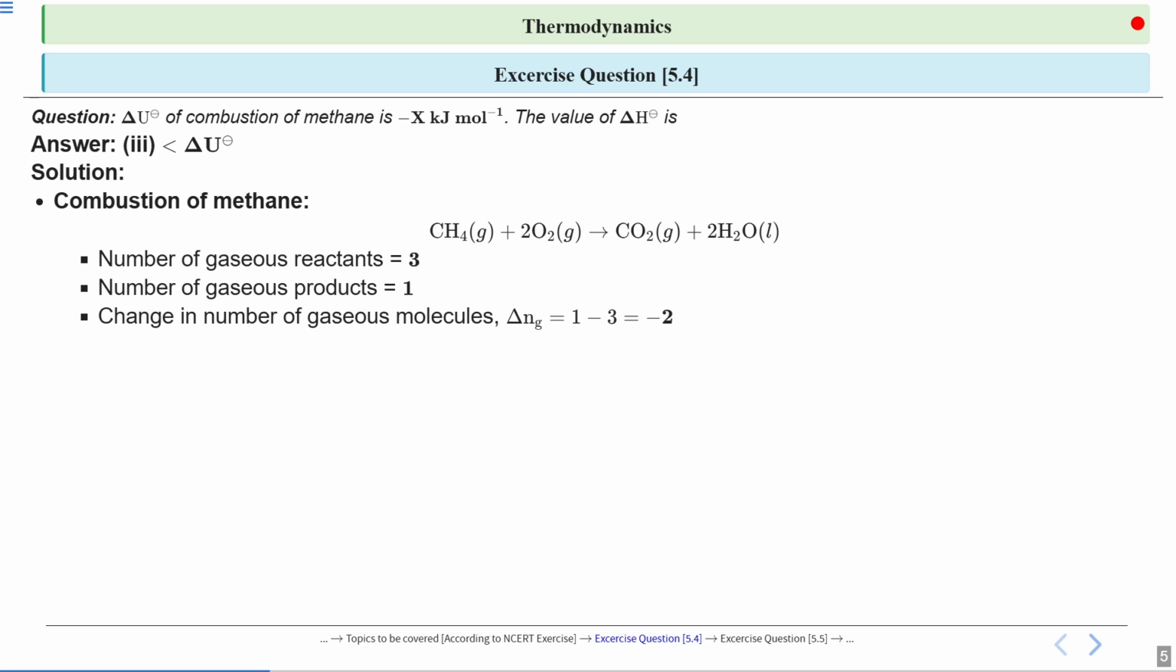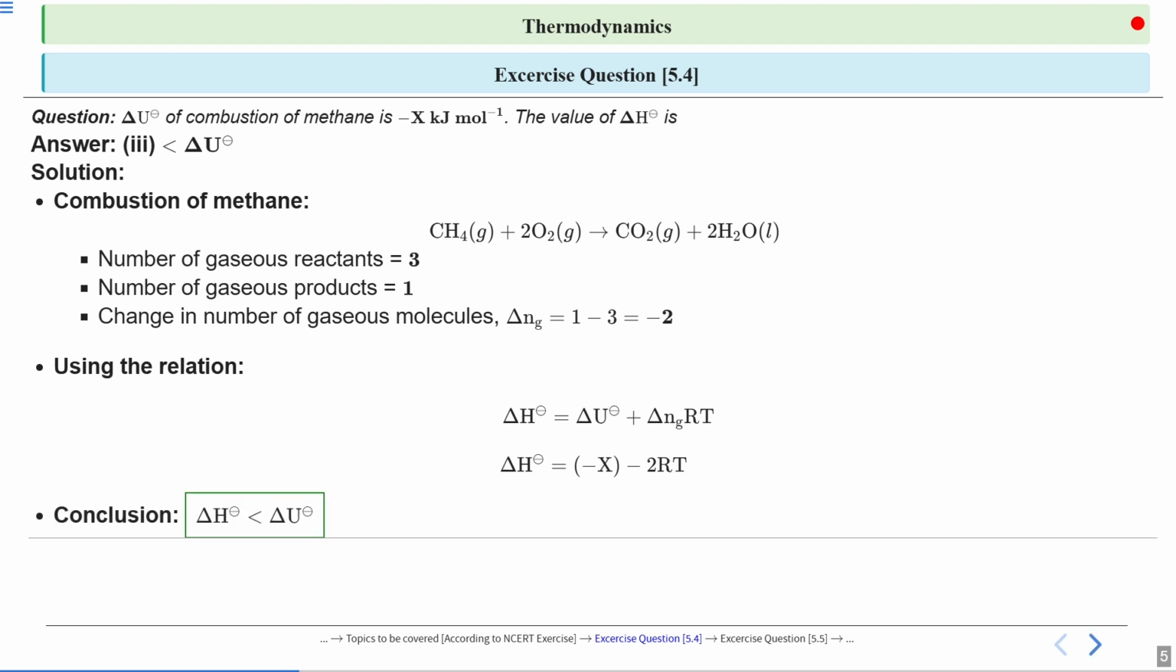Now coming back to the equation which relates your enthalpy change and the internal energy change. That equation can be written as delta H naught is equal to delta U naught plus delta Ng RT. So this is your equation. We have already calculated the delta Ng. We know the value of delta U. Let us put it in the equation. We'll get our final equation, the enthalpy change as minus X minus 2RT. Now what can you say from this equation? You can say that delta H naught will be less than delta U naught.